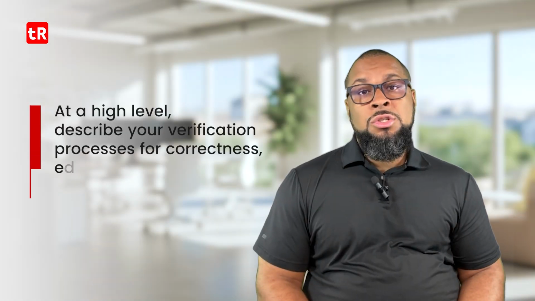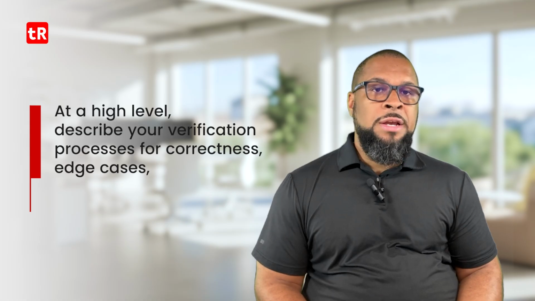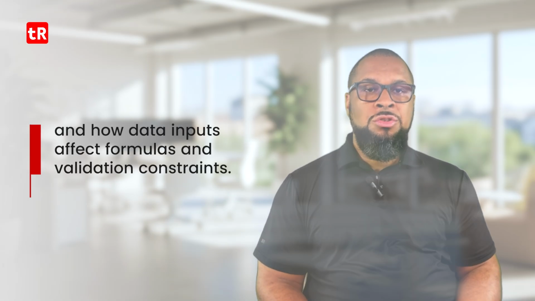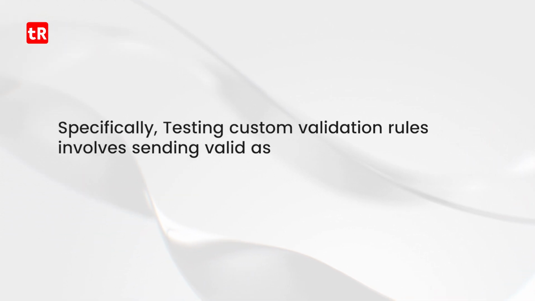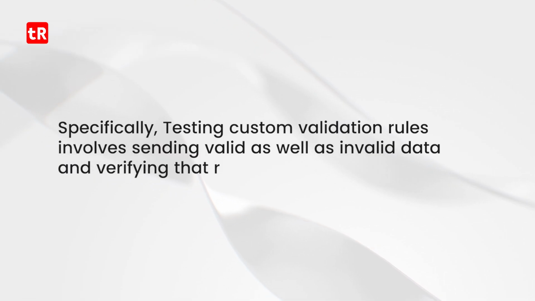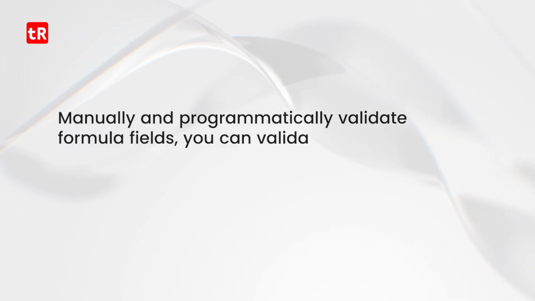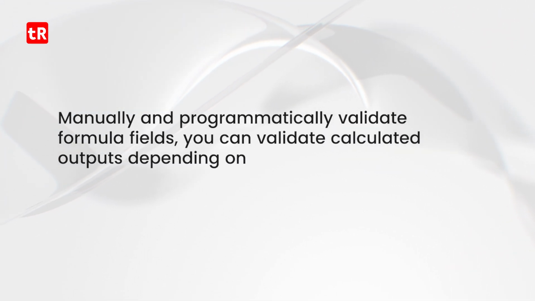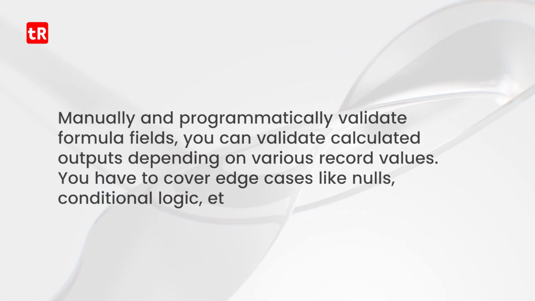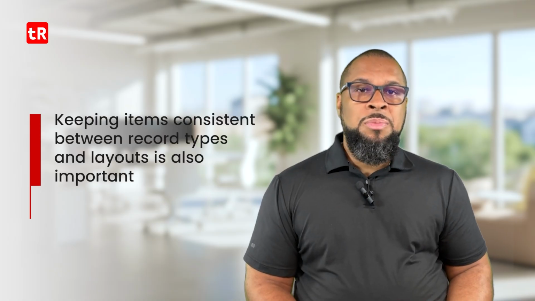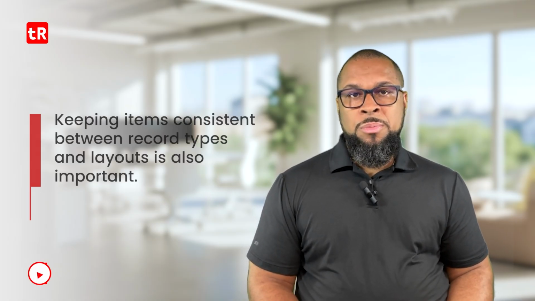At a high level, describe your verification processes for correctness, edge cases, and how data inputs affect formulas and validation constraints. Specifically, testing custom validation rules involves sending valid as well as invalid data and verifying the rules are being applied. Manually and programmatically validating formula fields, you can validate calculated outputs depending on various record values. You have to cover edge cases like nulls, conditional logic, etc. Keeping items consistent between record types and layout is also important.